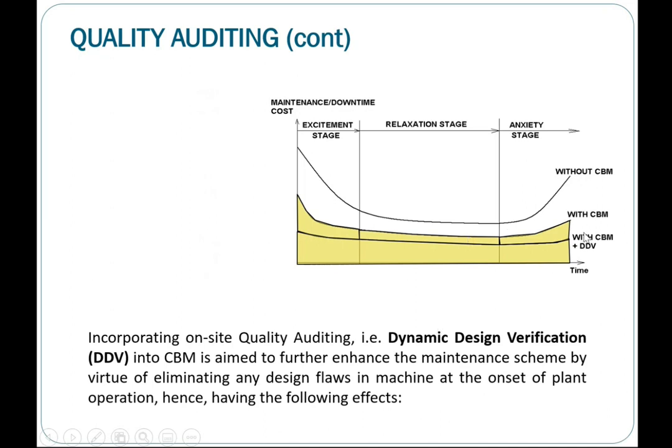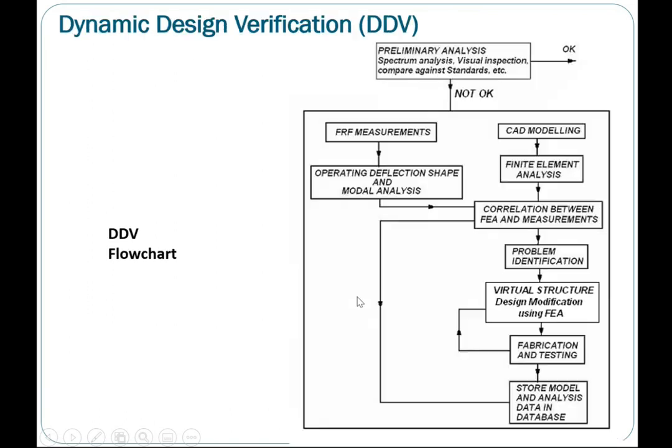Right, so that's where we have these quality auditings, where we come up with this DDV, dynamic design verifications. All right, so incorporate this into these CBMs, to further enhance the maintenance schemes. First, eliminating the design flaws, the dynamic design issues in the machines, right? So this is what we call the dynamic design verification flow chart, the DDV flow chart. Okay, what is the DDV flow chart?